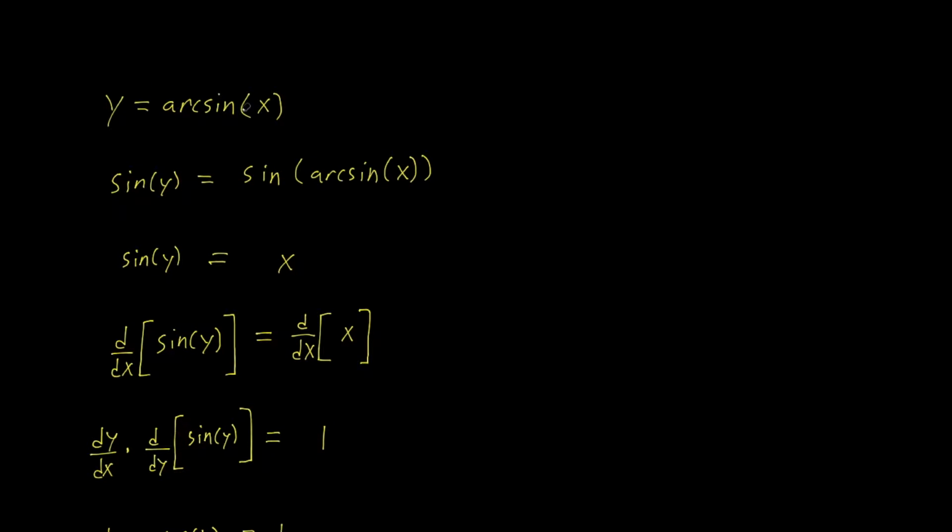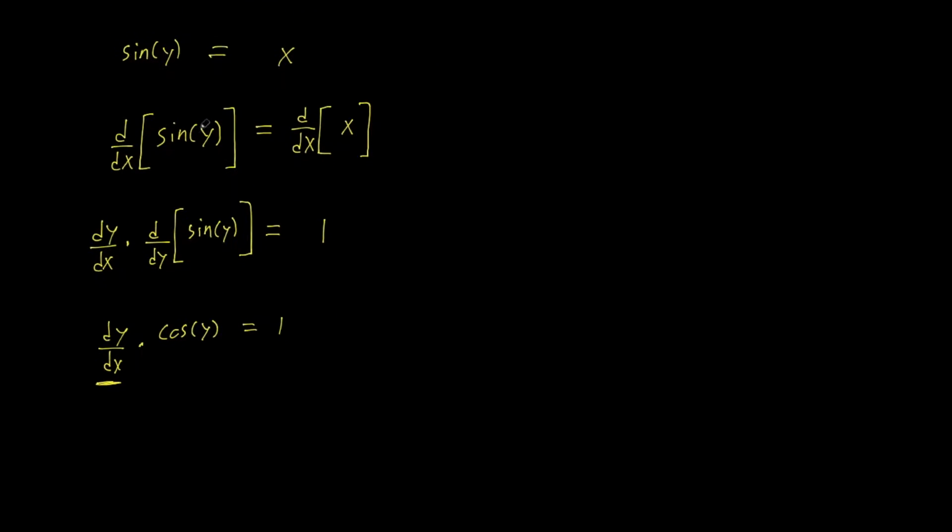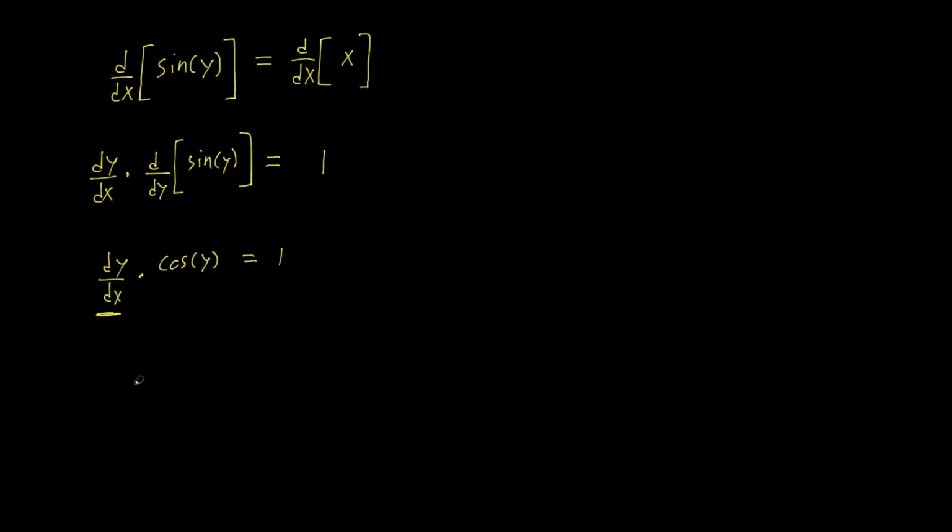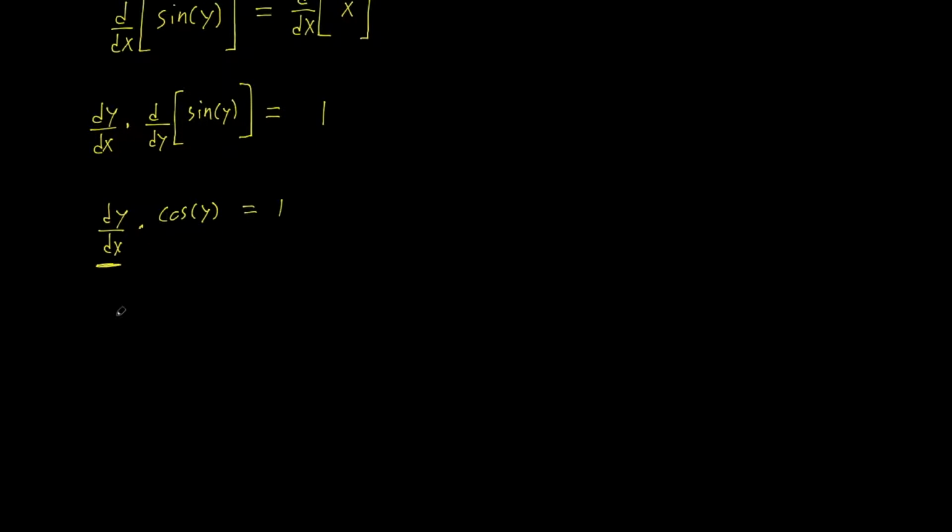And since we have a function up here, y equals arcsine x, dy/dx is going to be the derivative with respect to x of arcsine of x. So we're actually going to want to solve for dy/dx. To do that, we're just going to say dy/dx equals 1 over cosine y.